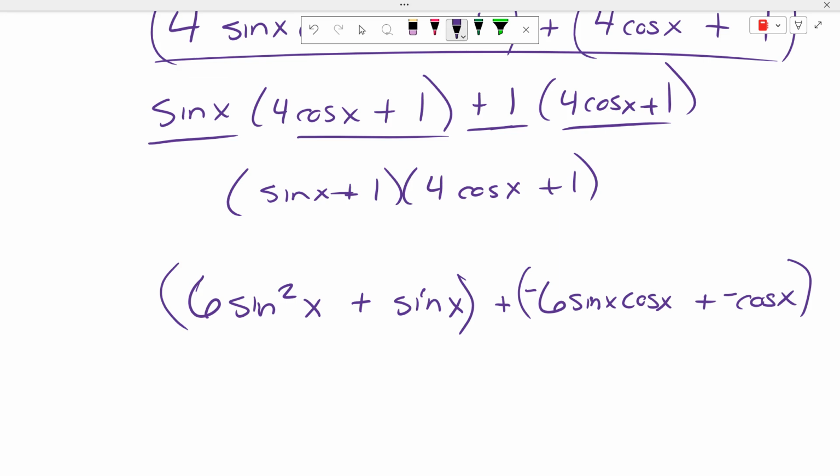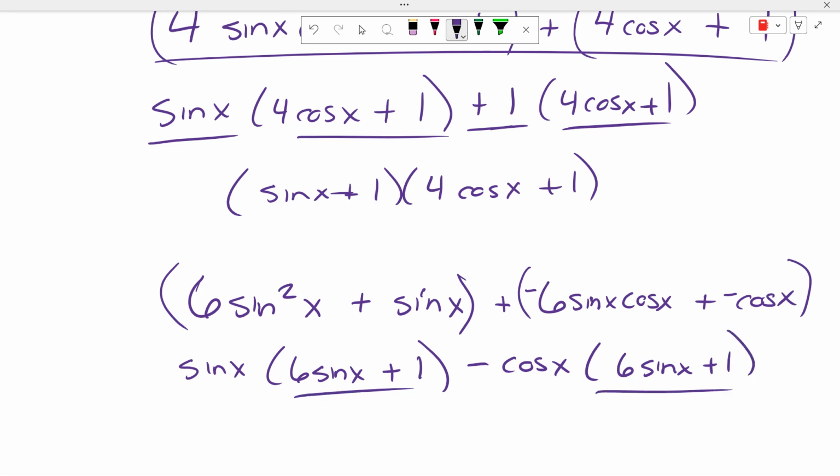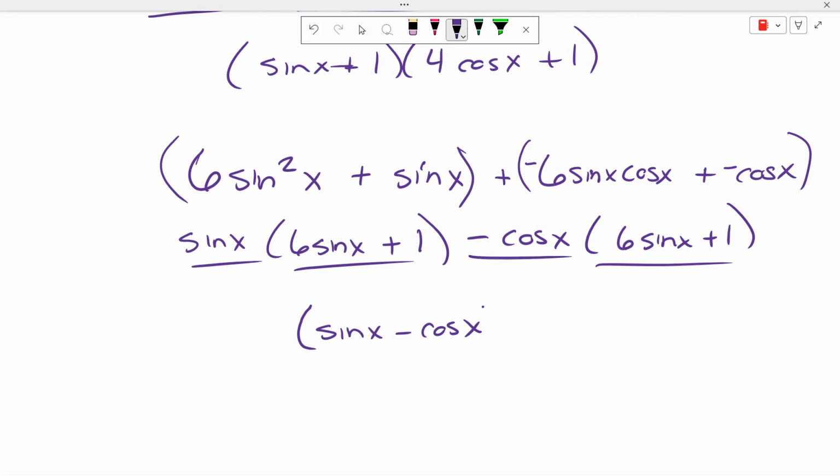What comes out of the first 2? Sine of x. And we get 6 sine of x plus 1. What comes out of the last 2? Not just cosine of x, but negative cosine of x. And we get 6 sine of x plus 1. See how these match? That's what we need them to match, or you can't factor them. So your parentheses are sine of x minus cosine of x, this and this, times 6 sine of x plus 1.